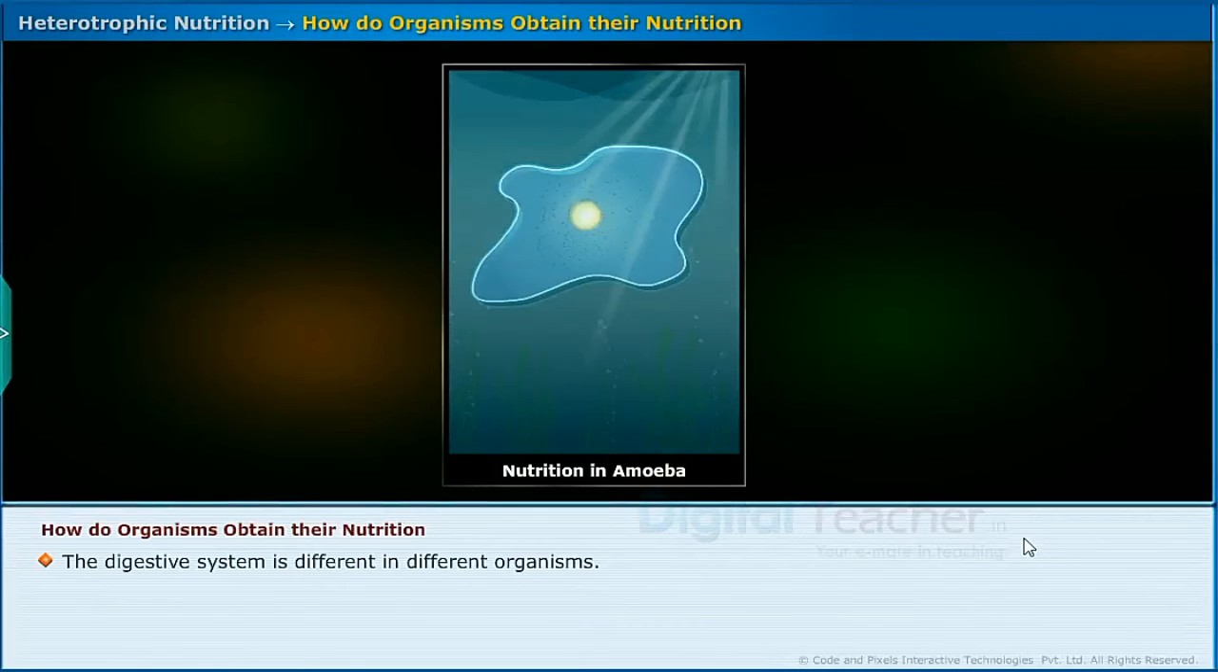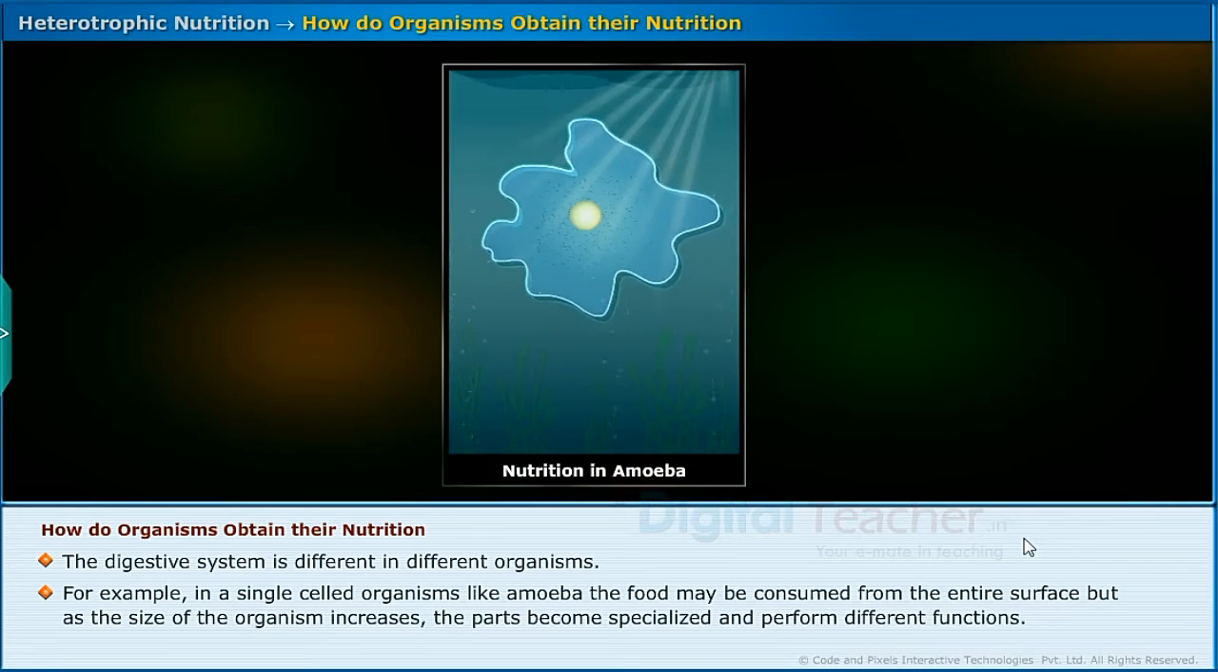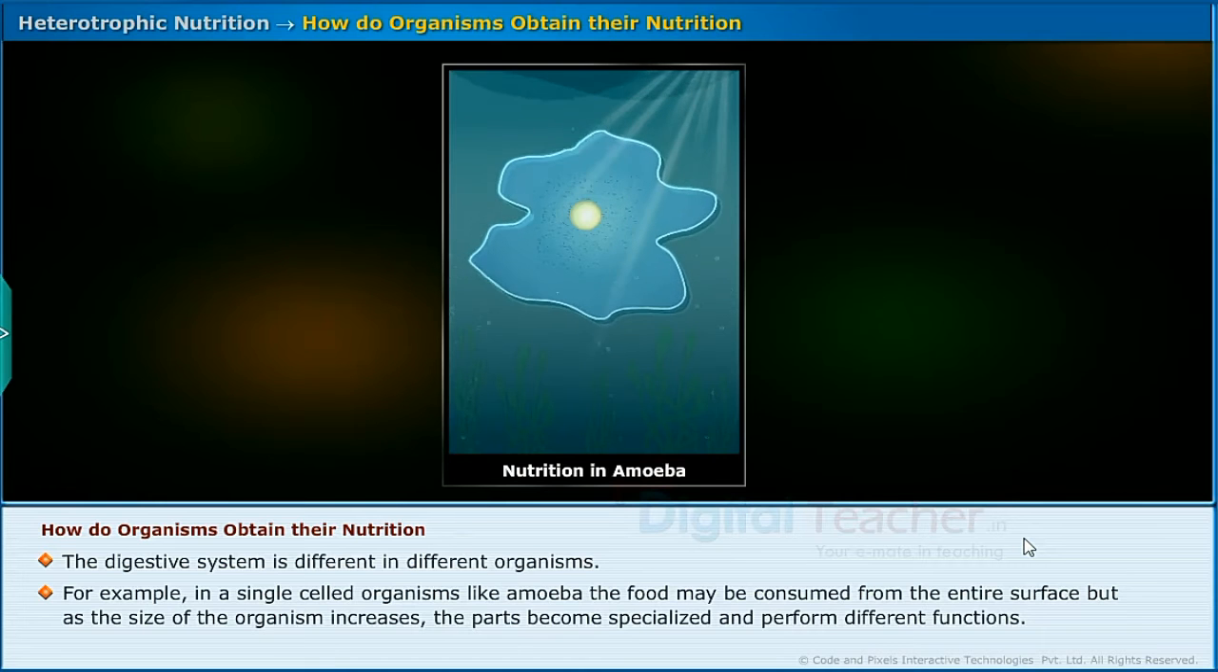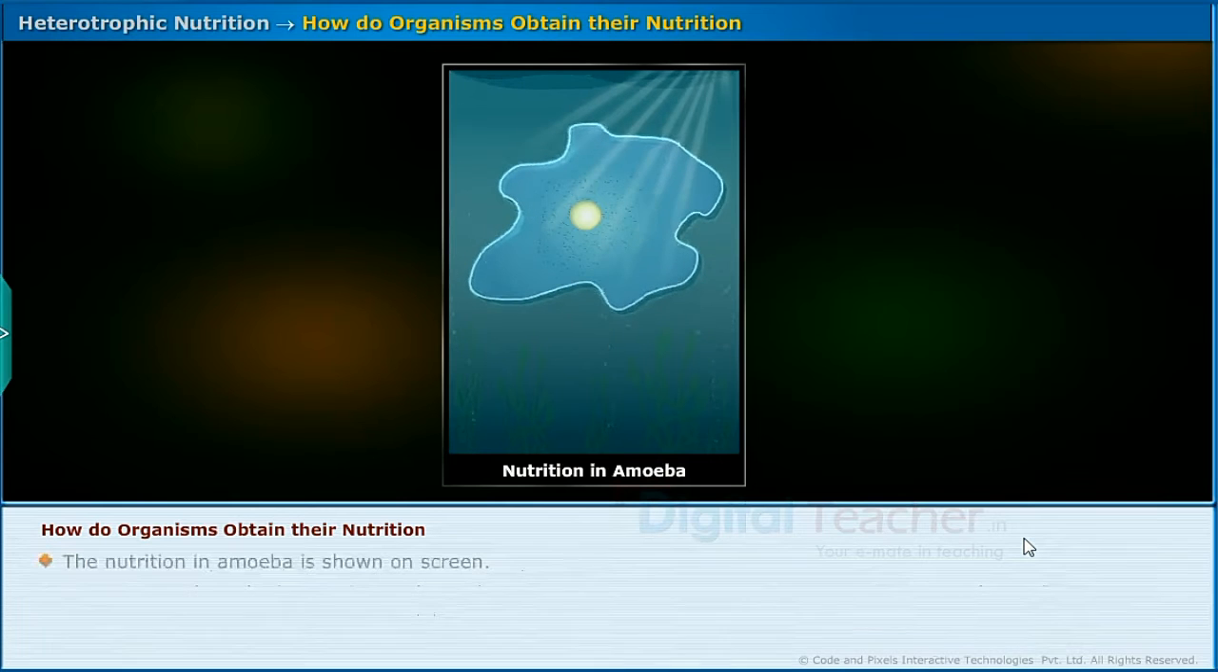The digestive system is different in different organisms. For example, in single-celled organisms like amoeba, the food may be consumed from the entire surface, but as the size of the organism increases, the parts become specialized and perform different functions. The nutrition in amoeba is shown on screen.